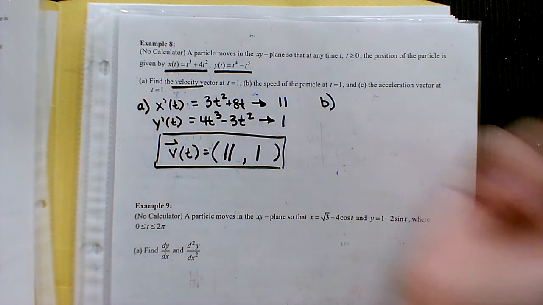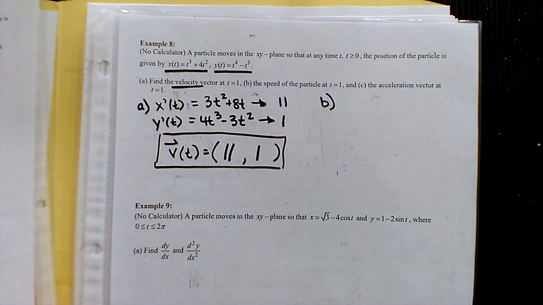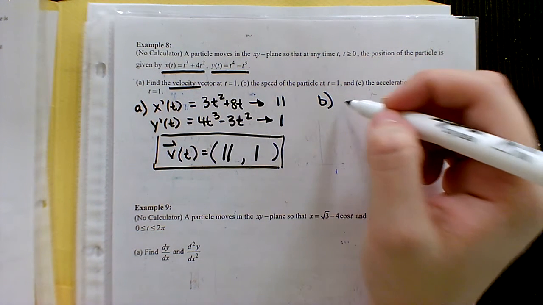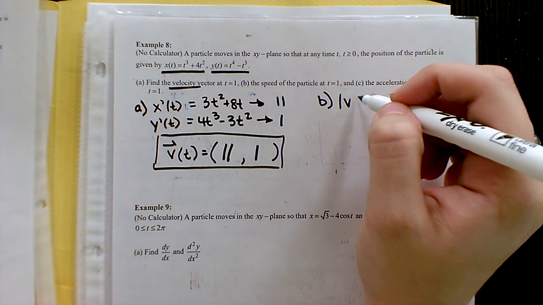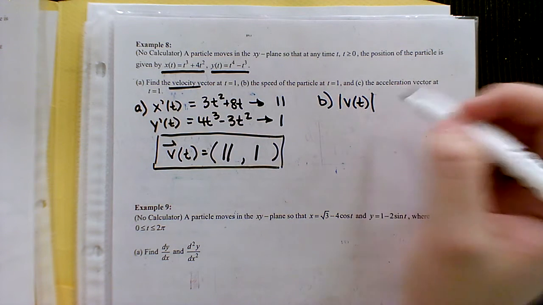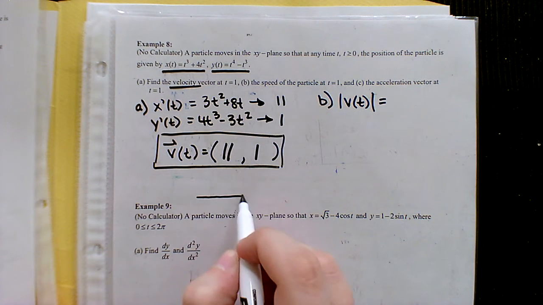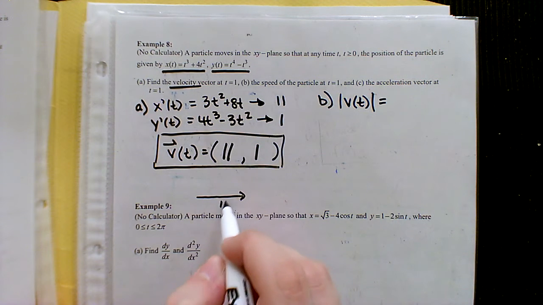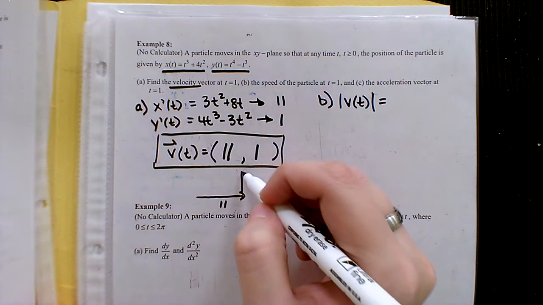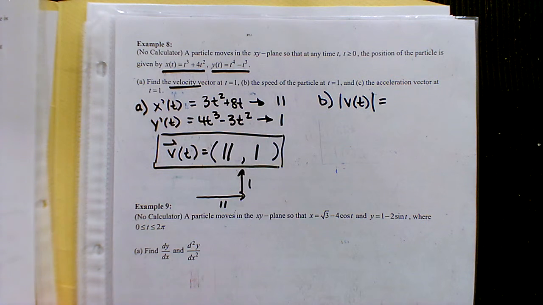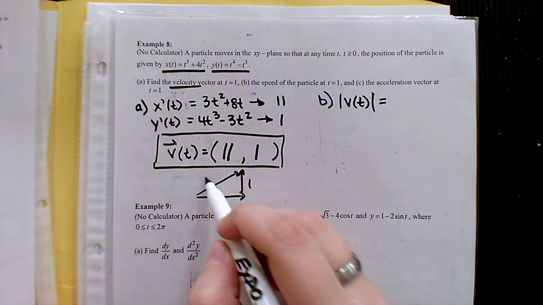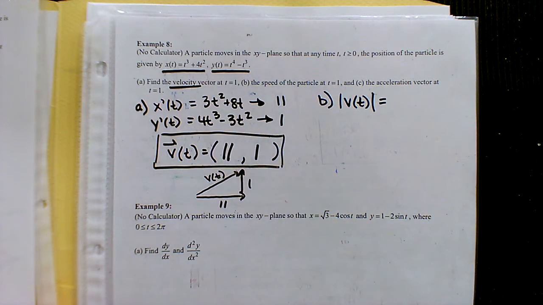Let's try B. All right, find the speed of the particle at 1. Speed is the absolute value of velocity. If we imagine this in terms of right triangles, the rate at which x is changing is 11. The rate at which y is changing is 1. We need to figure out the overall velocity, as if we drew a straight line from beginning to end.